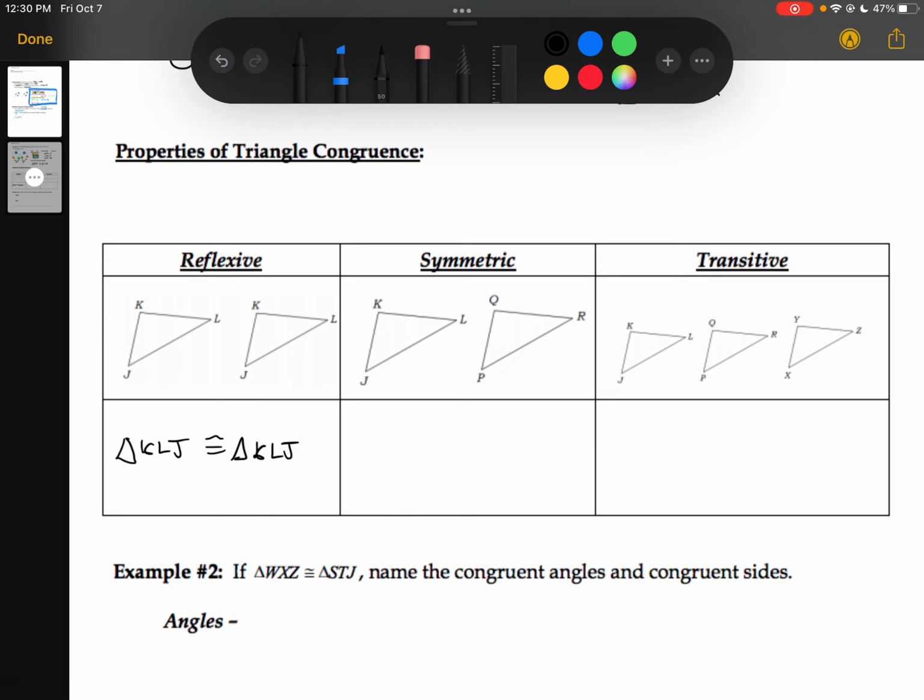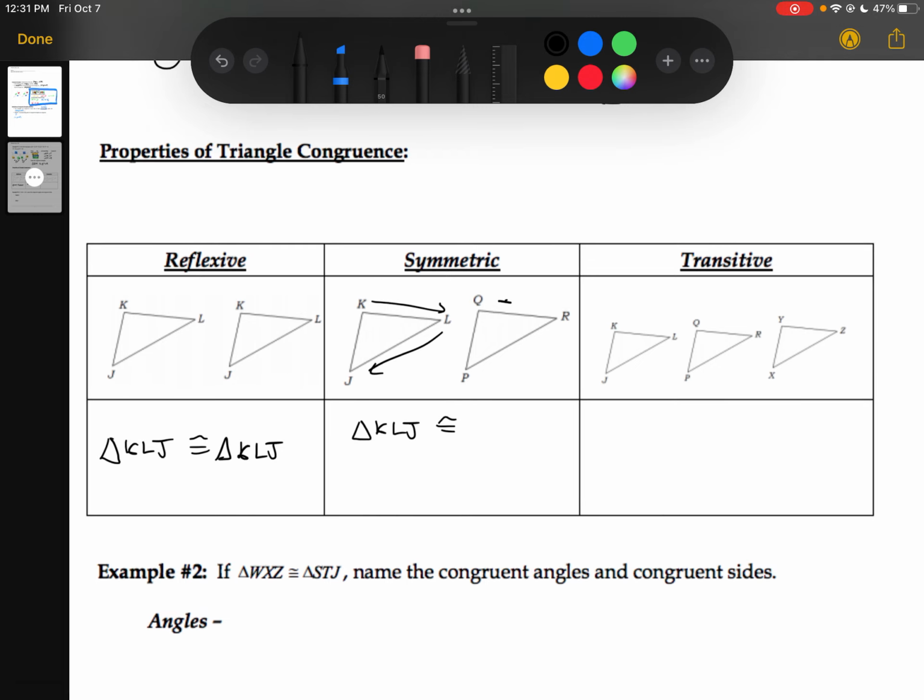Symmetric, what this is telling us is that if we have triangle KLJ, and we're following this sequence, so K to L, L to J is equal to Q to R, R to P. So KLJ is equal to QRP. Symmetric just tells us we can do that in the opposite order. So we can also do QRP is equal to KLJ on the other side of the equal sign.